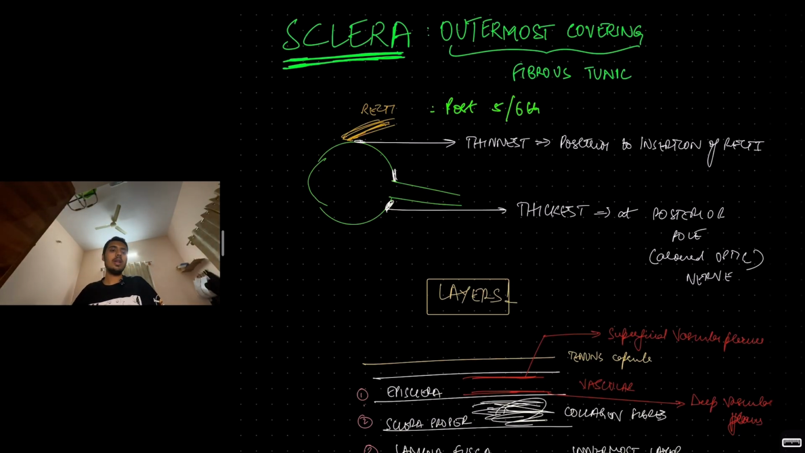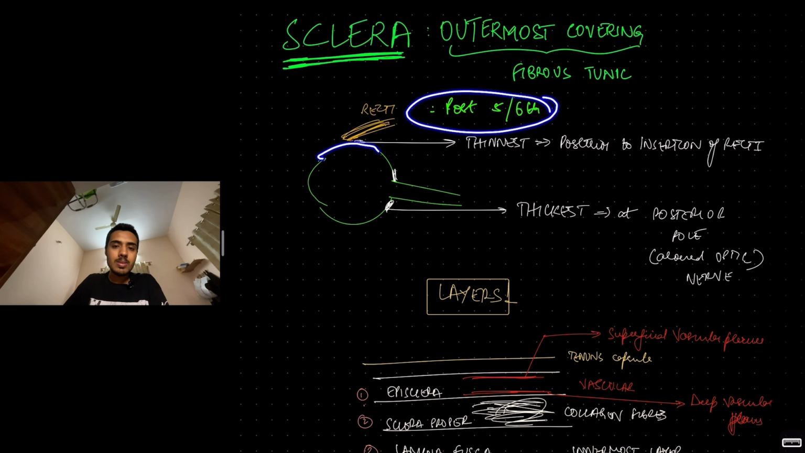So today let's cover everything about sclera. Starting with the what is sclera? Sclera is basically the outermost covering of the eye. It is a fibrous tunic. Posterior 5/6 is sclera. Basically this much is sclera. Anterior 1/6 is cornea, which is transparent.